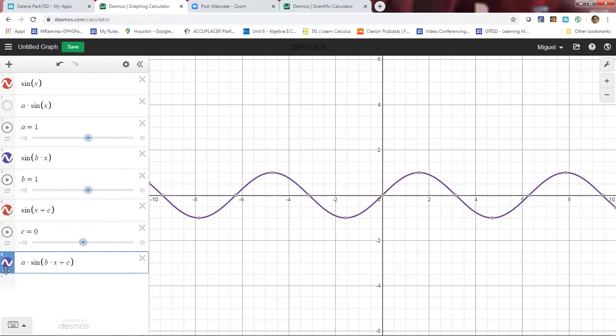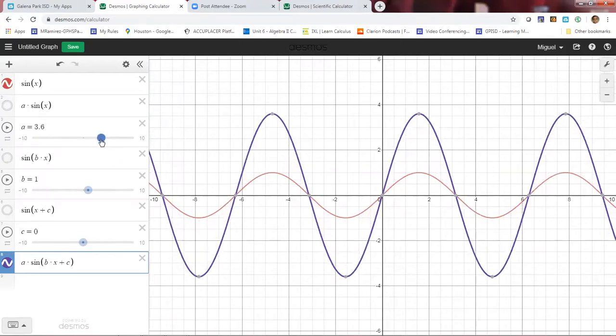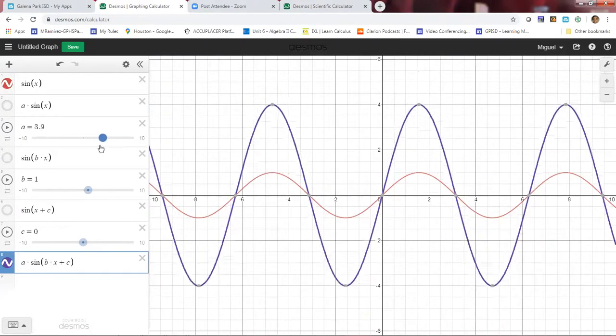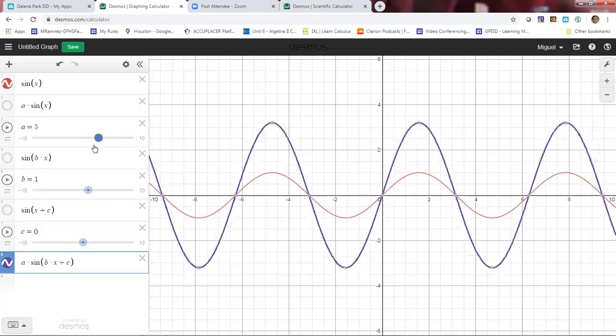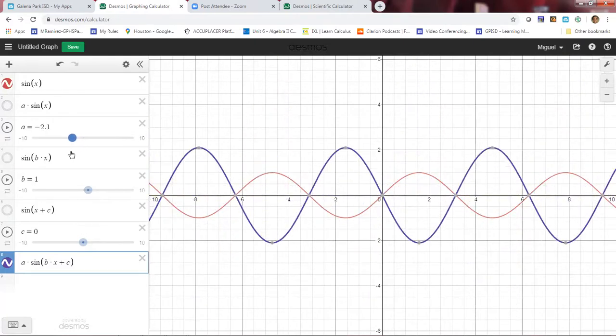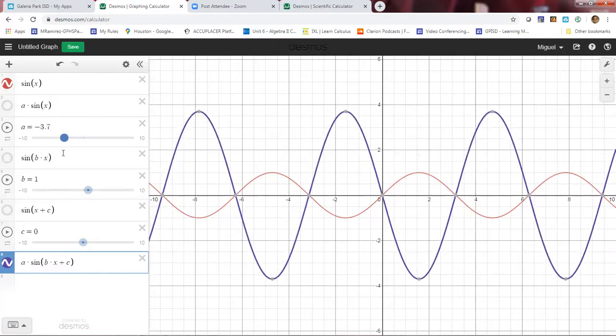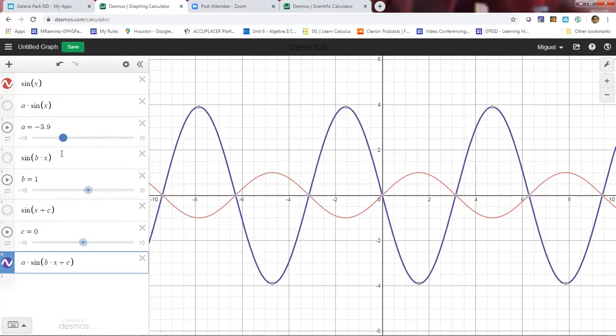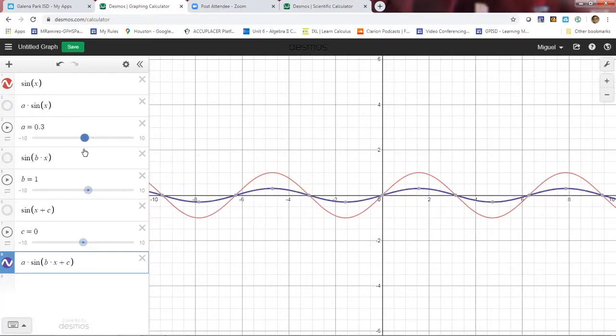So this new one also overlaps the red. Let me just remove these three right here. So the only ones we have are the red one and the purple. So if I increase the A, it's going to happen the same as before. You see, the amplitude increases when this is positive, and when this is 0, it flattens, and when this becomes negative, it reflects. It becomes the upside down of the original one. So that's the same one, right?